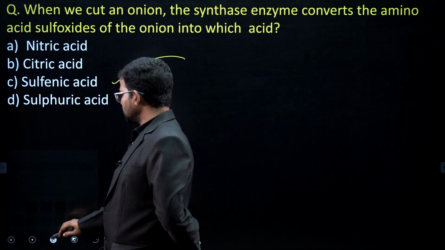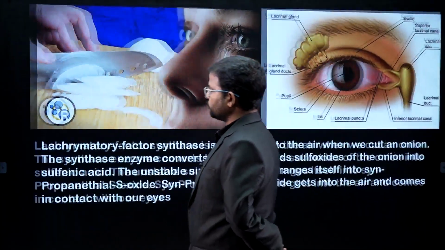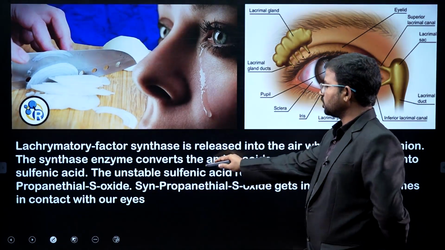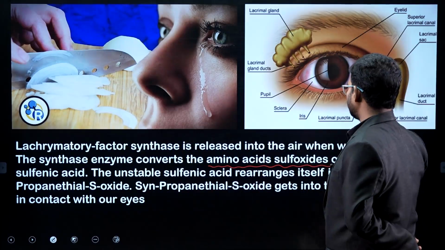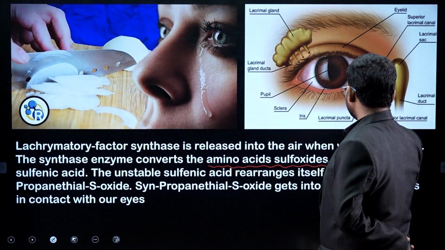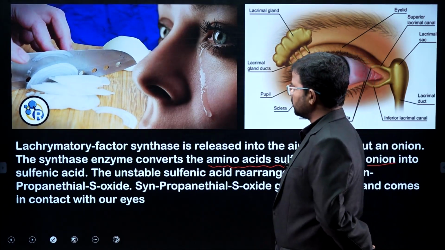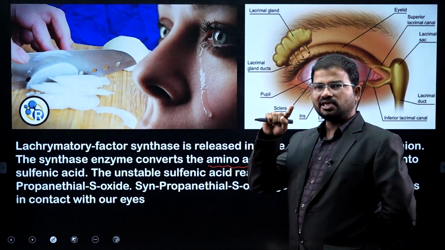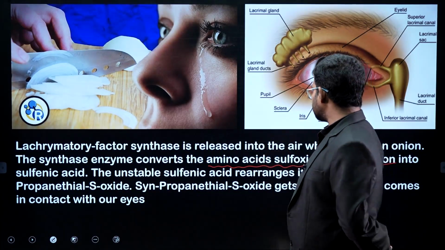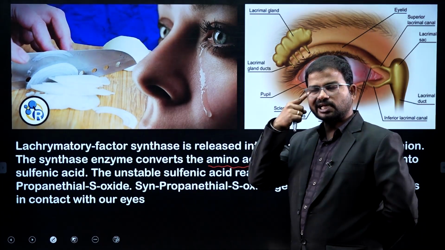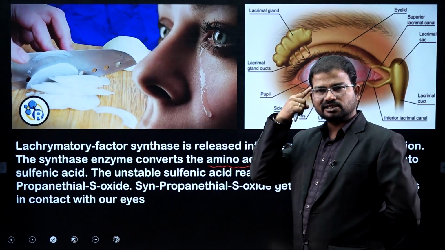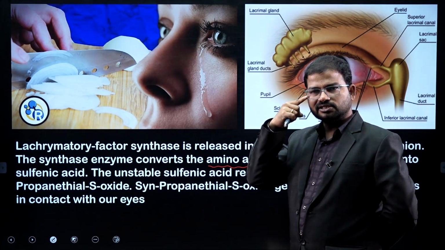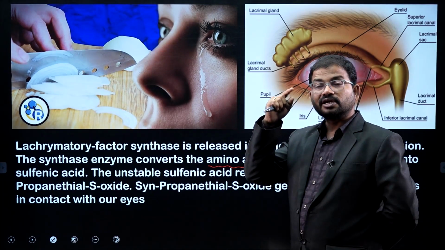The reason is that in onions, we have an excess amount of sulfur-related enzymes. So here you can observe that the amino acid sulfoxide is converted into sulfonic acid. Its concentration would be somewhat high. When we have this type of sulfonic acid derivative on the eyeball, we get a sensation, a signal from the brain. Since the concentration is high, we have to reduce it.